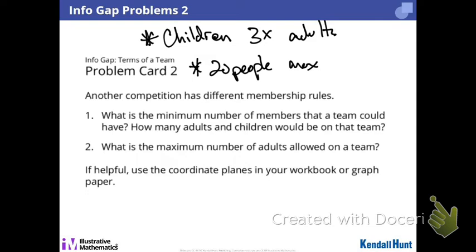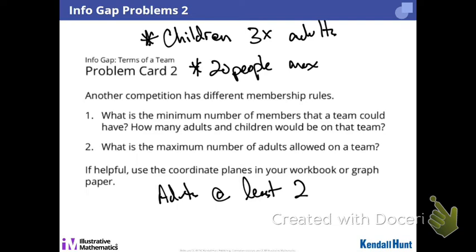All right. Finn? Wait. What is the maximum amount of children on the team? The total can't exceed 20, and children have to be 3x the adults. Evan? What is the minimum and maximum of adults allowed? So, adults, you need at least 2.